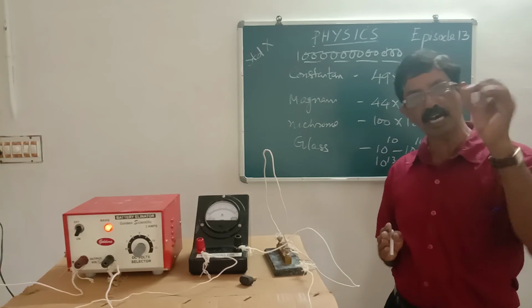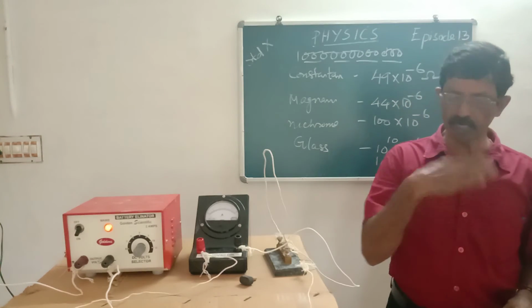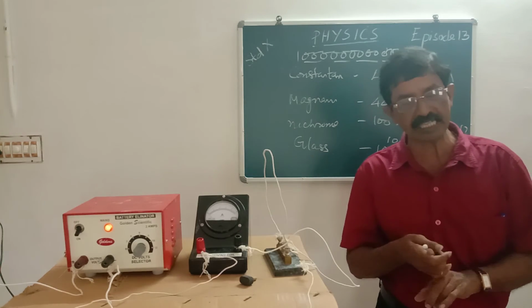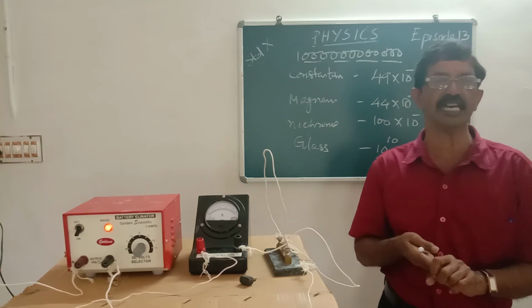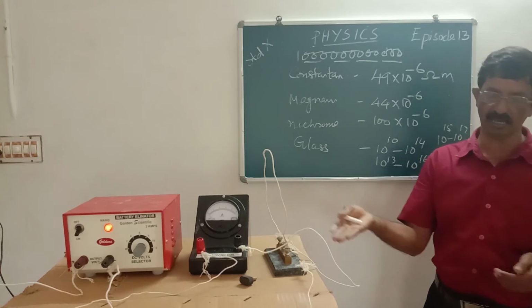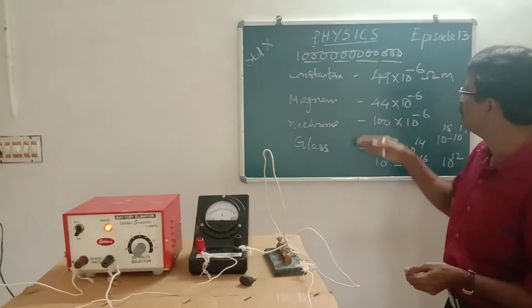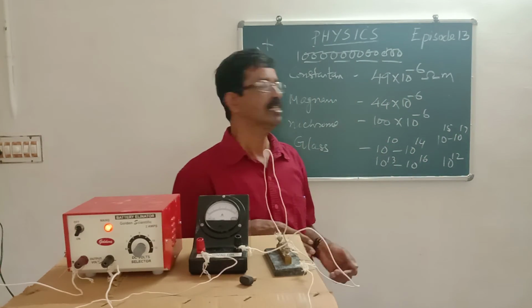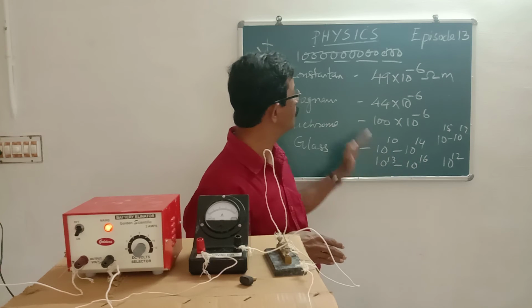Resistivity of the alloys is more than that of metals, and a special property of it is that it does not get oxidized at a high temperature. So we use that in heating coils. Then for insulators, the resistivity is very high compared to this.